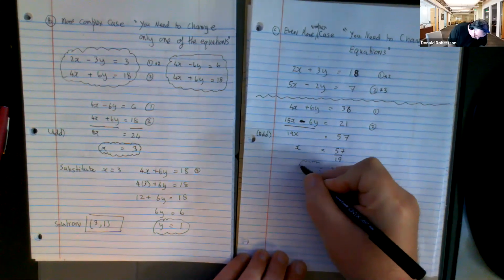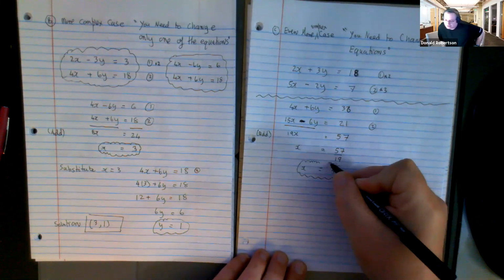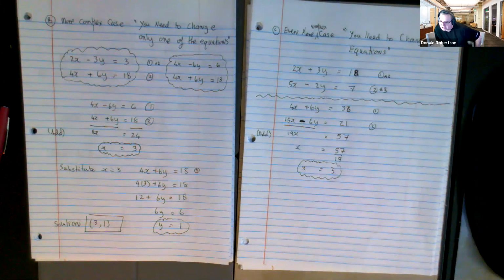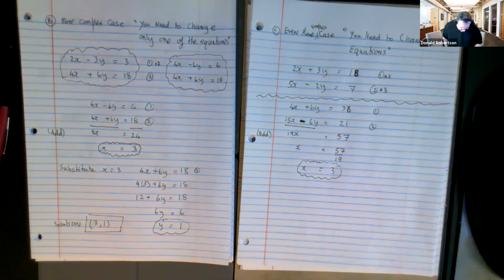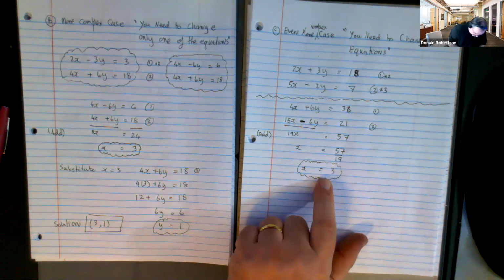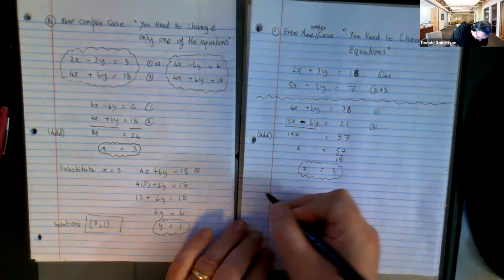Do you know when that happens, when you get a nice number, it's a really good sign you've probably done it correct. You agree when you get a nice number like that out of some really ugly numbers, it tends to be correct. Right, I now have x equals 3. I've got part of the solution.